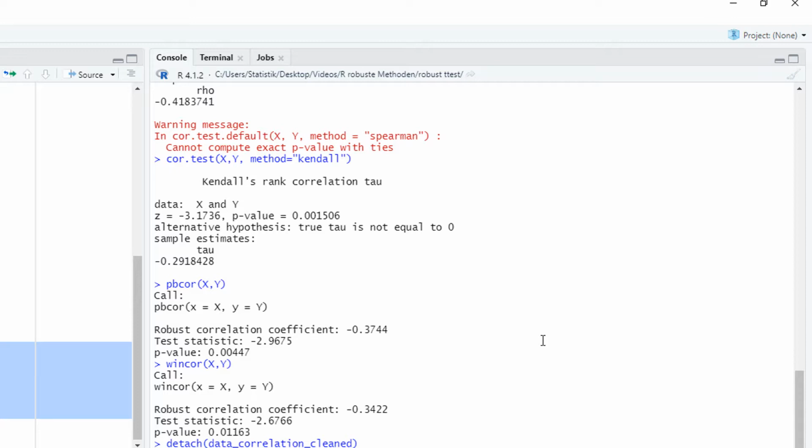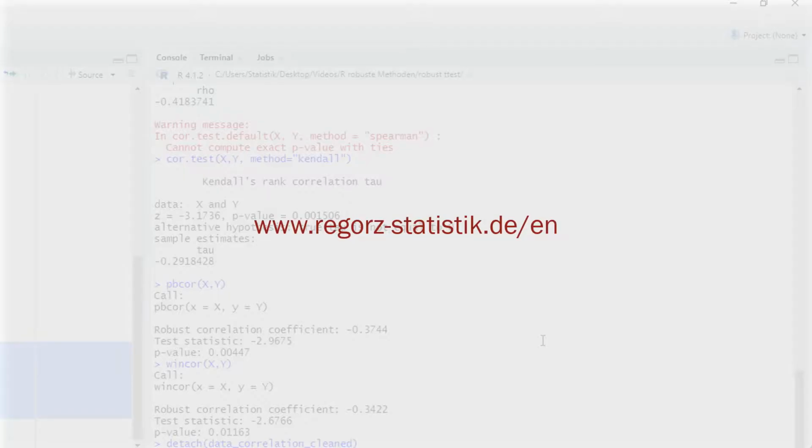Don't just use Pearson's correlation. Always use one of those four methods in addition to that to make sure that Pearson's correlation doesn't give you false results because of outliers. That's it for robust correlation with R.